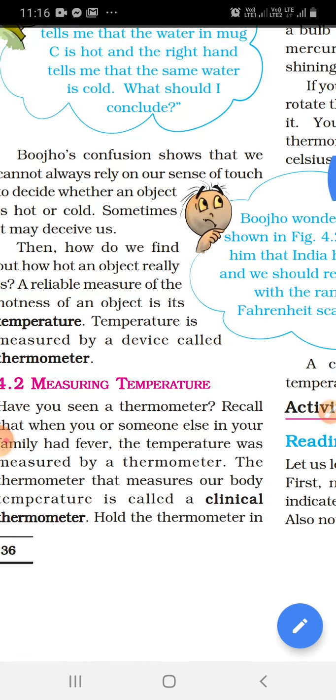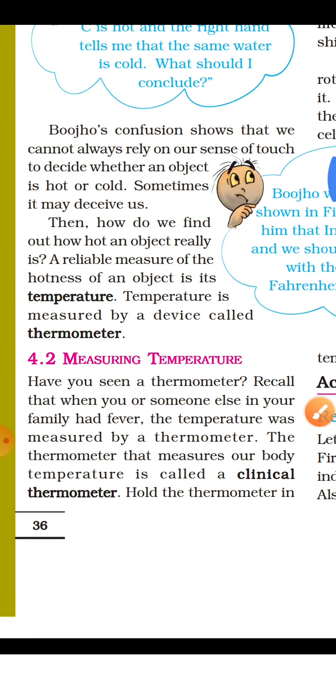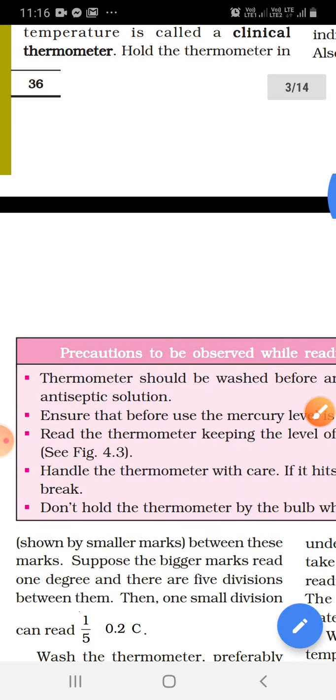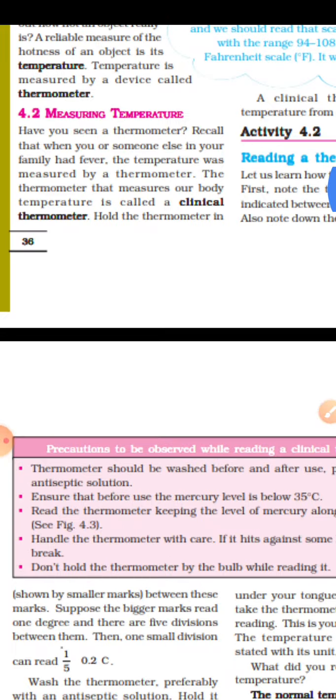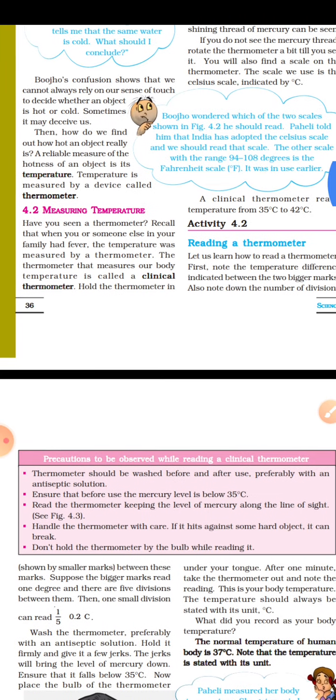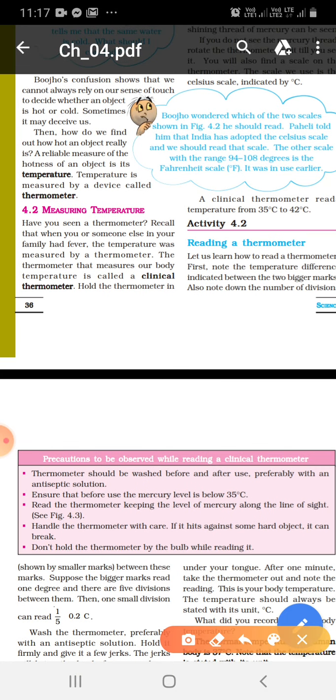Next is measuring temperature. We use different kinds of thermometer to measure temperature. For example, sometimes when we suffer from fever, the thermometer used is known as clinical thermometer. And some precautions we must take when we use an analog clinical thermometer. In that clinical thermometer, there is mercury filled. So the thermometer should be washed before and after use, preferably with an antiseptic solution.